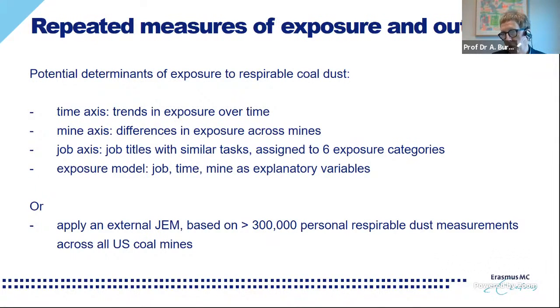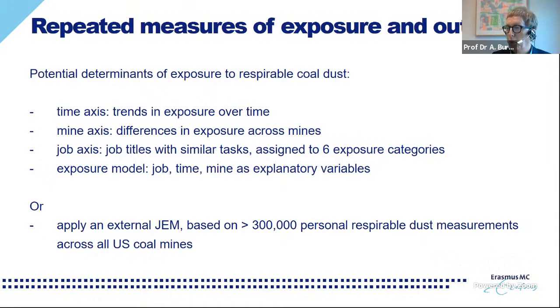Yes, we can lump all the measurements together per person, but you know, persons do the same job. So let's lump workers together. If they do the same job, same activities, we lump them in the same job title, and we use the exposure measurements to assign them a particular exposure category. So the job axis would be the classical job exposure matrix.